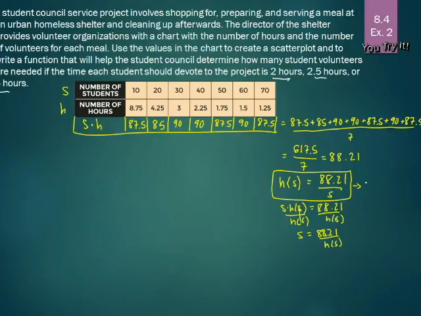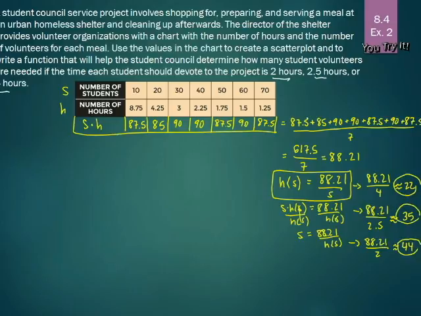And so plugging in 4 hours, then we would just plug that in our denominator. So 88.2100ths divided by 4, and that gives us approximately 22 students, since students need to be a whole number there. So now let's go ahead and find for 2.5 hours. So dividing by 2.5, then we get approximately 35 students. For 2 hours, we get approximately 44 students.